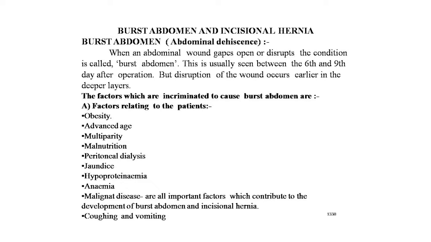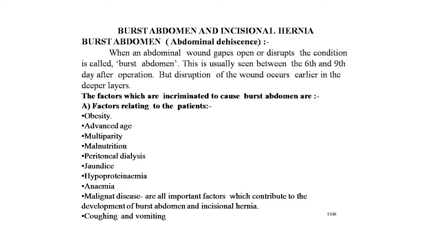Now the factors which are incriminated to cause burst abdomen. First is the factors relating to the patient, that is obesity, advanced age, multiparity, malnutrition, peritoneal dialysis, jaundice, hypoproteinaemia, anemia, malignant disease. All are important factors which contribute to the development of the burst abdomen and incisional hernia.